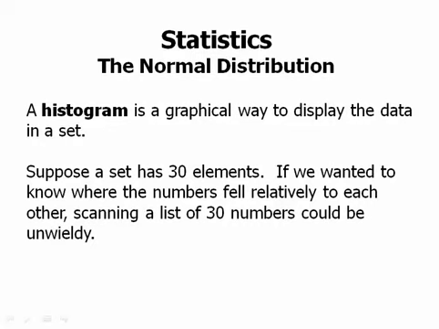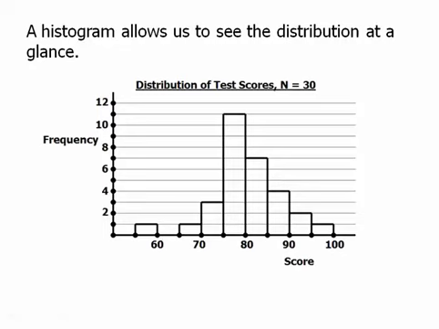If we wanted to know where the numbers fell relative to each other, scanning the list of numbers would take some time. In other words, if we look at a page of numbers, it can be hard to determine, and that's only with 30 numbers. You can imagine if you had 100 numbers or 1,000 numbers, it would be very hard to scan that list. So instead, a histogram allows us to see the whole distribution at a glance.